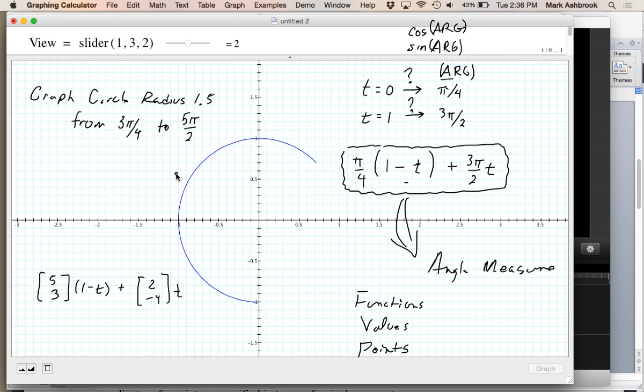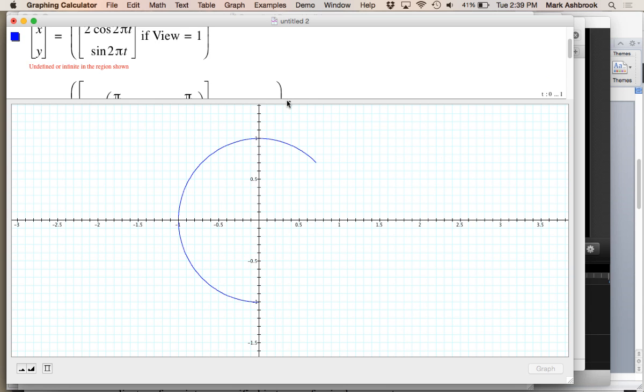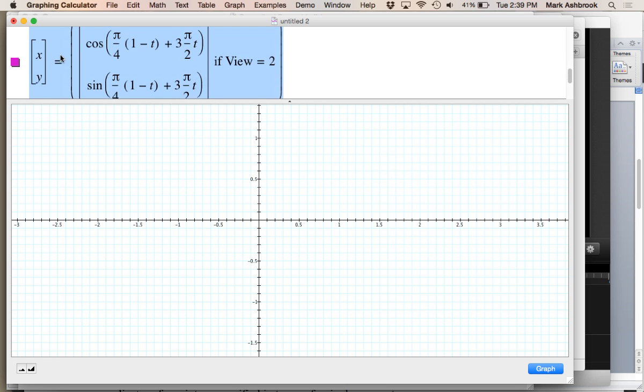In the same window pane, now graph that part of the circle of radius 1.5.